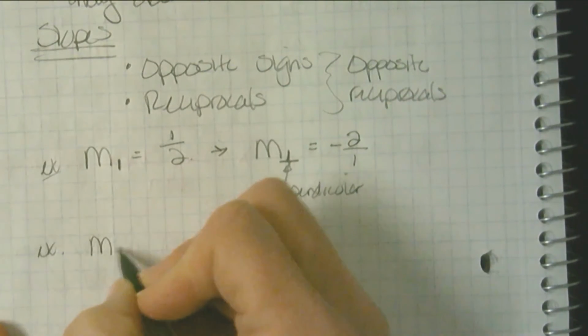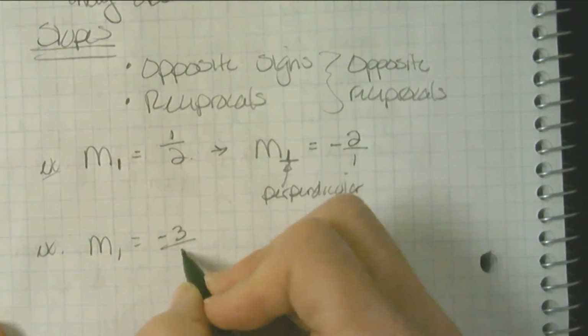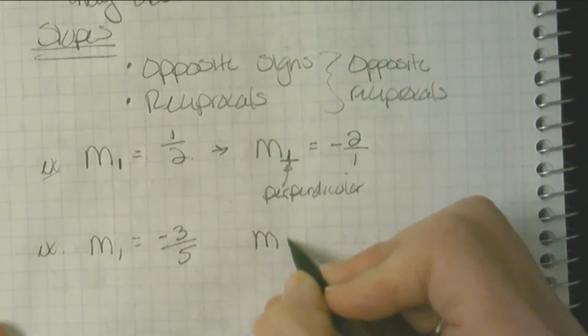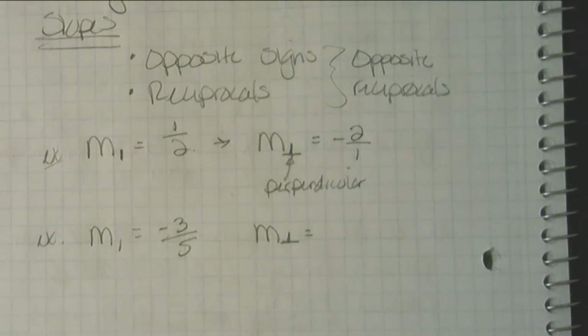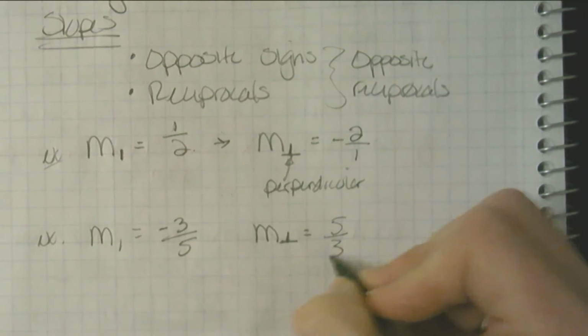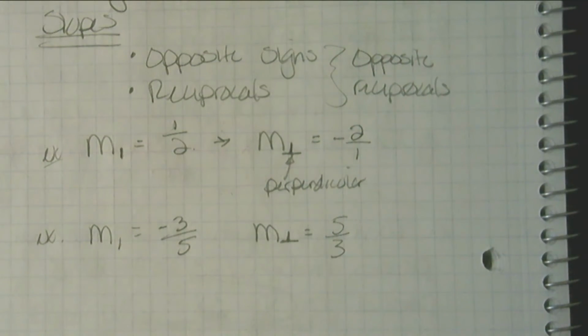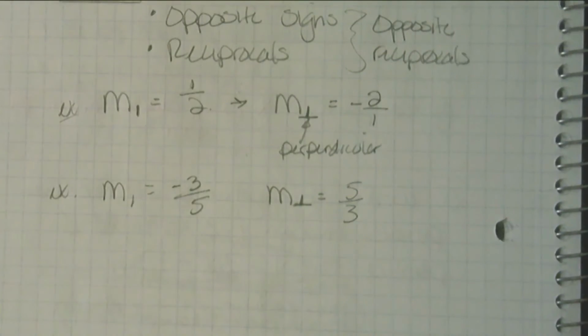All right, these are just examples. So let's say my first slope is a negative 3/5. What is my perpendicular slope? Carmen? 5/3. It's the opposite sign and it's the reciprocal. Are you guys cool with that?